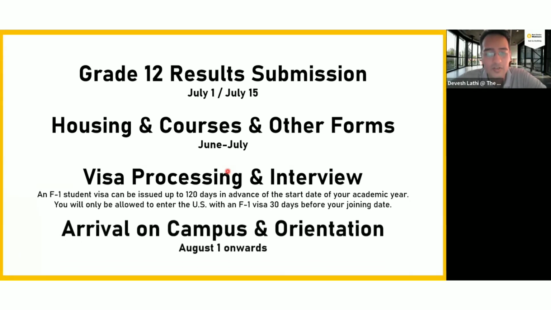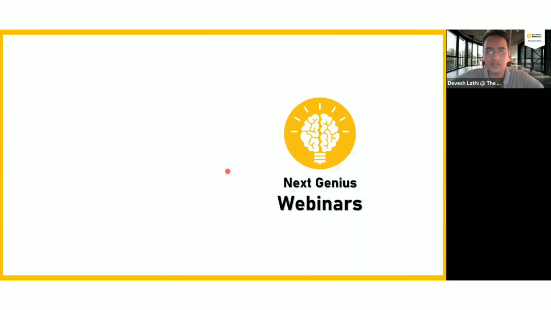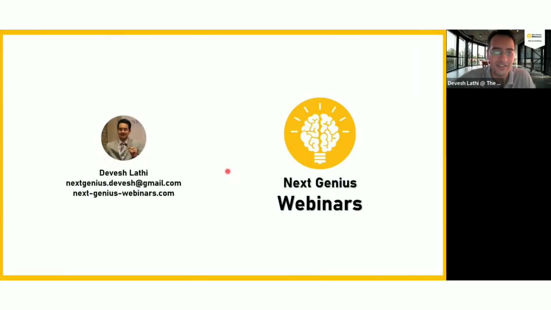And finally, arrival on campus and orientation. So once you are accepted, once you've completed all the formalities, usually the date that colleges give you to arrive on campus starts from August 1. So a lot of them will say, okay, arrive here by August 1, August 10, August 15, all the way from August till early September. Those dates vary. So that's a little bit about different dates and deadlines.